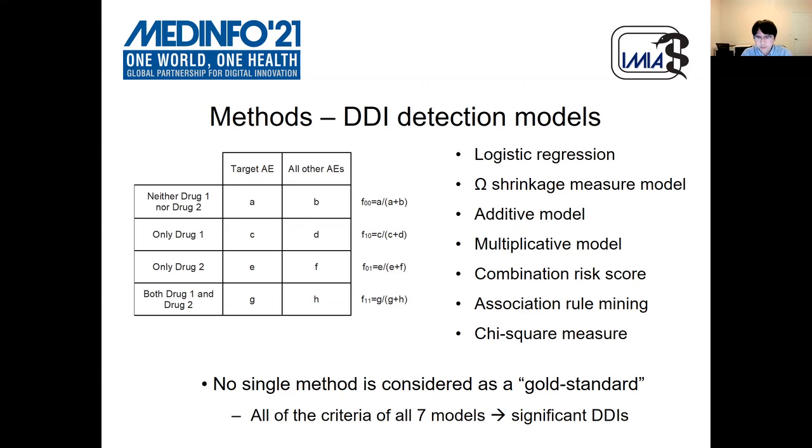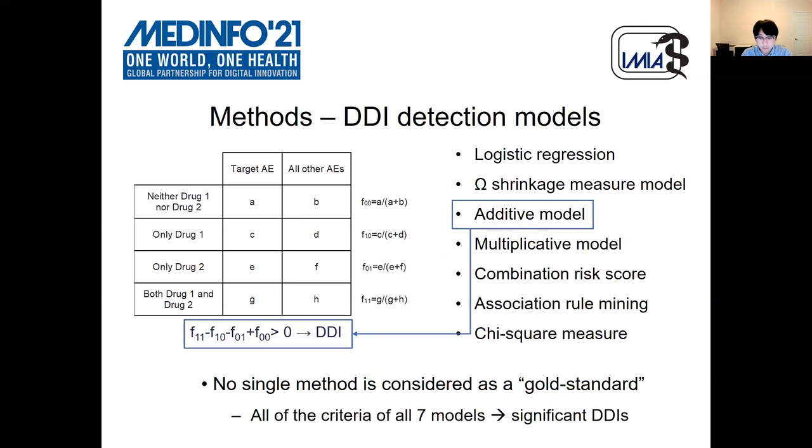Then we use the 7 most commonly used DDI detection methods. I will not go into details on these models. Basically, these models, except logistic regression, rely solely on the 4x2 contingency table we created. For example, the additive model detects DDI if the risk associated with drug 1 without drug 2 is lower than the risk associated with drug 1 and drug 2 together.